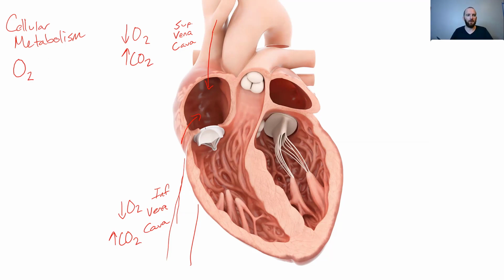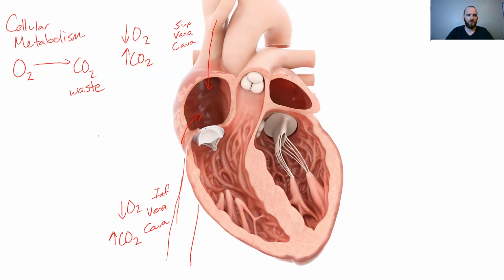So the cell keeps making energy so that it can keep doing the things that that cell is responsible for doing. So it uses the oxygen and it makes carbon dioxide as the waste product. So that's why we use up oxygen, we make carbon dioxide. So this blood, again, coming back from the body, it delivered all of that oxygen and it picked up all that carbon dioxide waste product. And it's bringing it back to the heart so that we can get it to the lungs so we can breathe out that carbon dioxide.